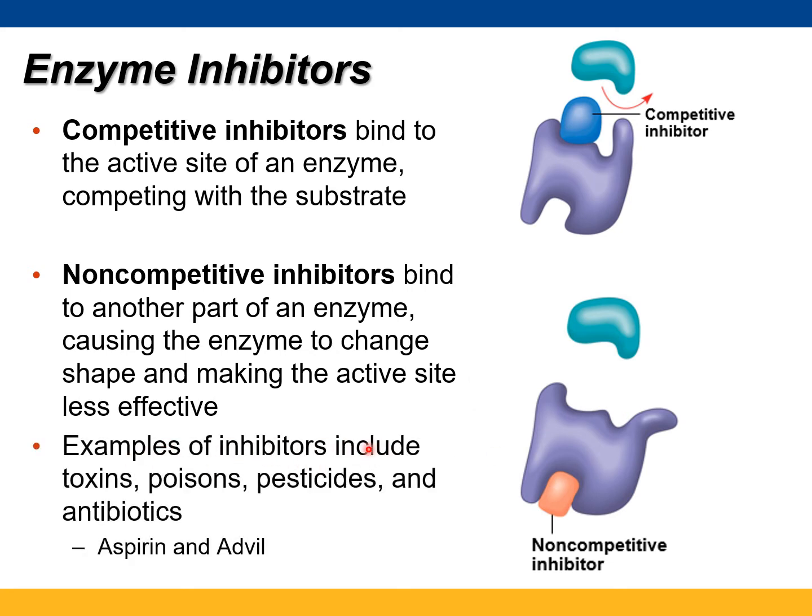Examples of inhibitors we see all the time. If you hear about toxins or you hear about poisons, pesticides, antibiotics, pharmaceuticals, most of our pharmaceuticals are in fact inhibitors of some kind. Aspirin and Advil both inhibit the same enzyme. It's just that Advil is a competitive inhibitor and aspirin is a non-competitive inhibitor.